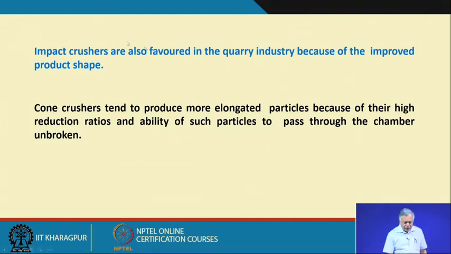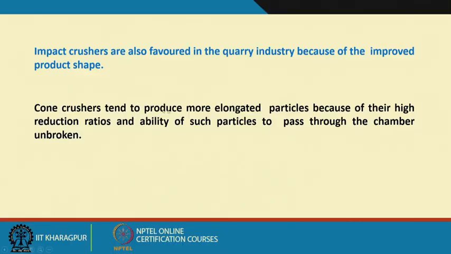Impact crushers are also favored in the quarry industry because of the improved product shape. In an HPGR, because of prolonged compression, the product shape is normally elongated, flaky type. This flaky type of shape may not give you the ideal orientation or ideal texture that we require for the end users of the quarry products, like brick making, road making, etc.